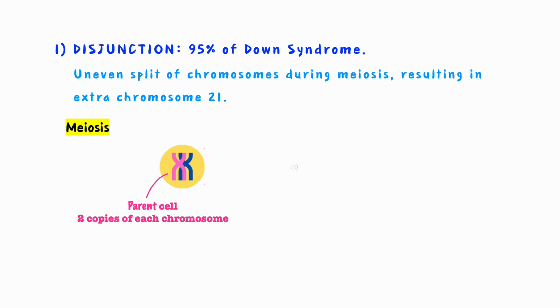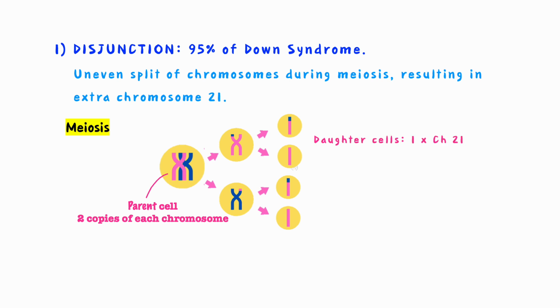The parent cell divides twice to result in the formation of 4 daughter cells, and as the genetic information is shared between these cells, each daughter cell will now only contain 1 copy of the chromosome 21. At fertilization, the genetic information within the cell is combined with the genetic information from the other parent, and then the fertilized cell will now contain 2 copies of chromosome 21.